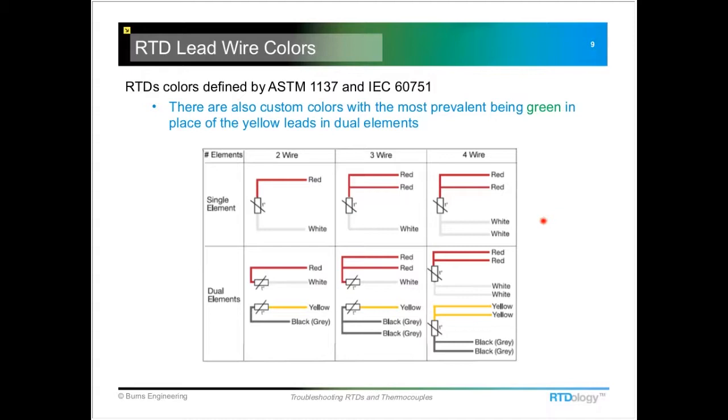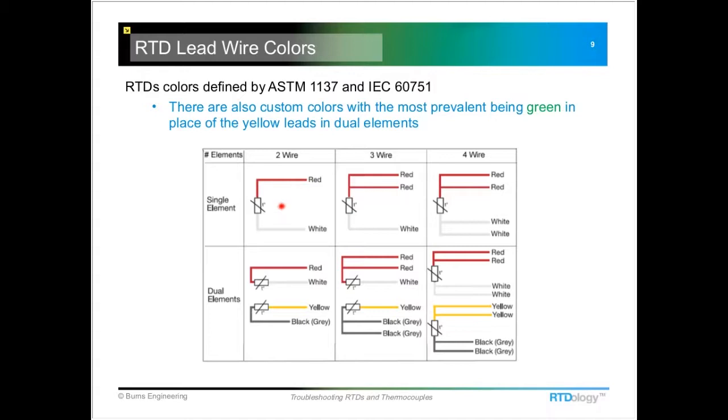I guess we'll talk a little bit more about that. But the reason for this is that you only want to read the resistance in that little platinum sensing element. You want to exclude all the lead wire resistance. And that's not actually possible in this 2-wire setup.